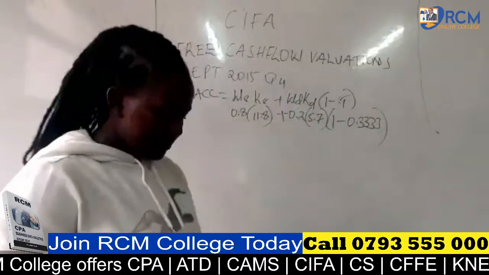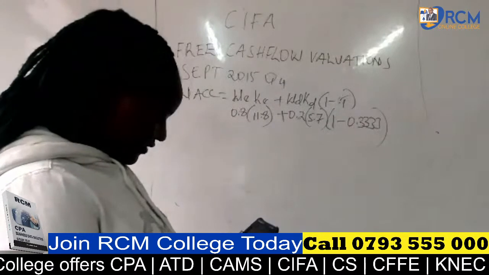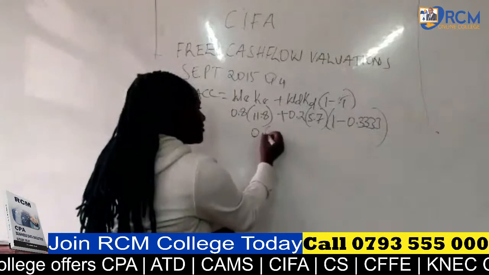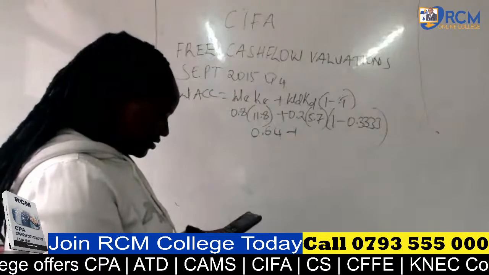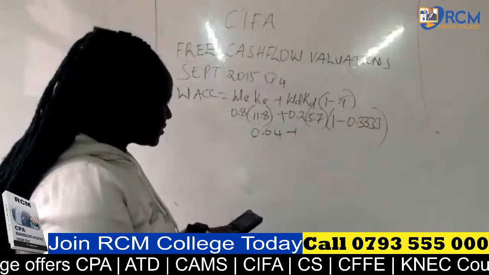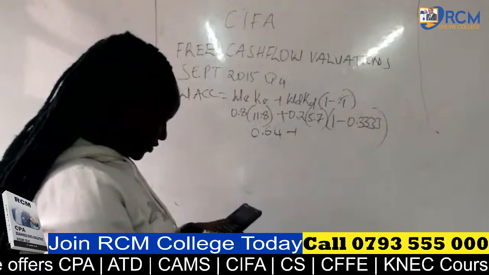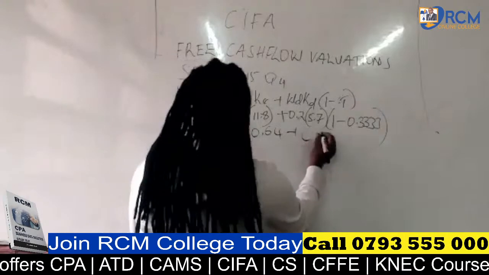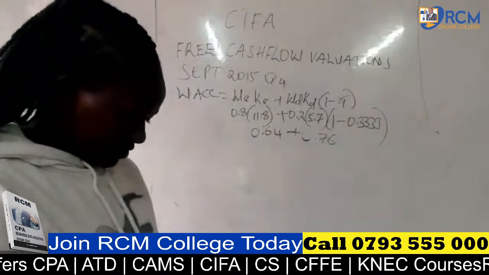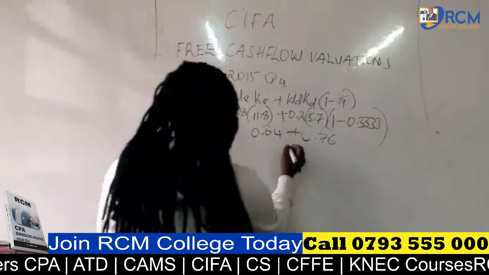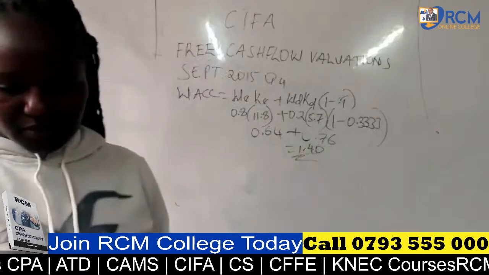So how much are you getting? 0.8 by 11.8 is 9.44. And we have 1 minus 0.333 times 5.7 multiplied by 0.2. Are you getting 0.76? Then plus 9.44. Are you getting the final answer?